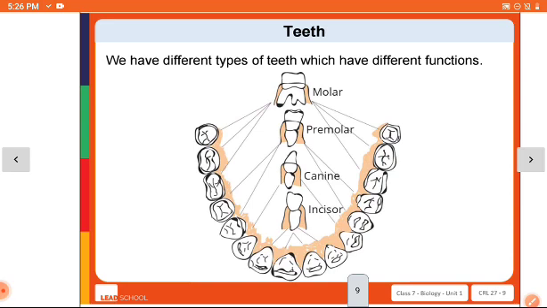So students, this slide indicates the types of teeth. There are some special names. Starting from the front of the teeth, the first 4 teeth are known as incisors, and the next 2 teeth are called canines, and next are the premolars, and the last teeth are called molar teeth.